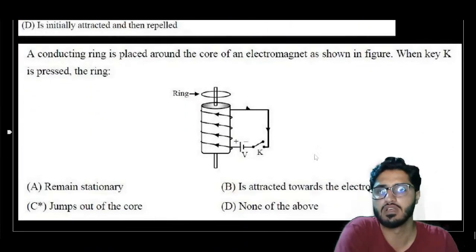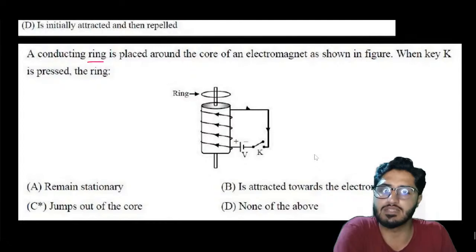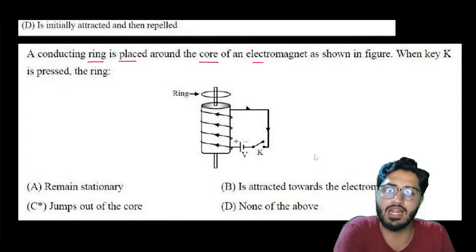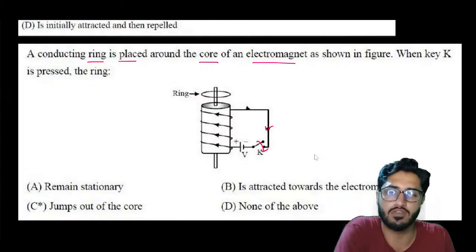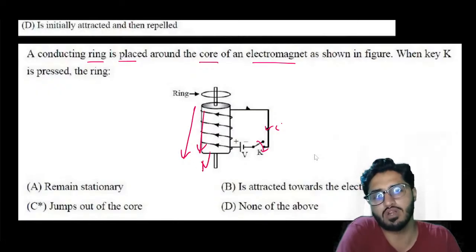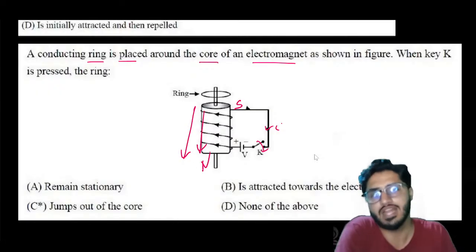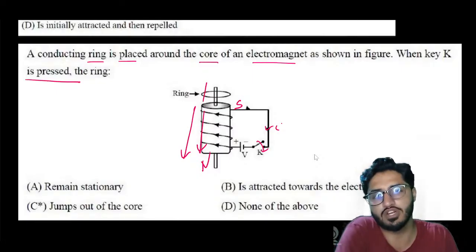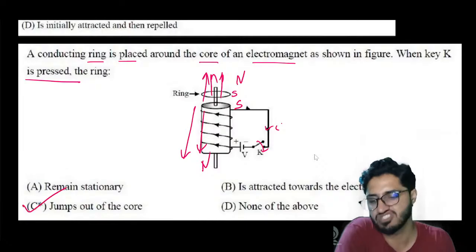Now this one. A conducting ring is placed around the core of an electromagnet as shown in the figure. When K is closed, current will flow in this loop in such a way. So it will go like this: B, North Pole, South Pole. And it is increasing. If it is increasing, it should be decreased. South, South, North. C option.